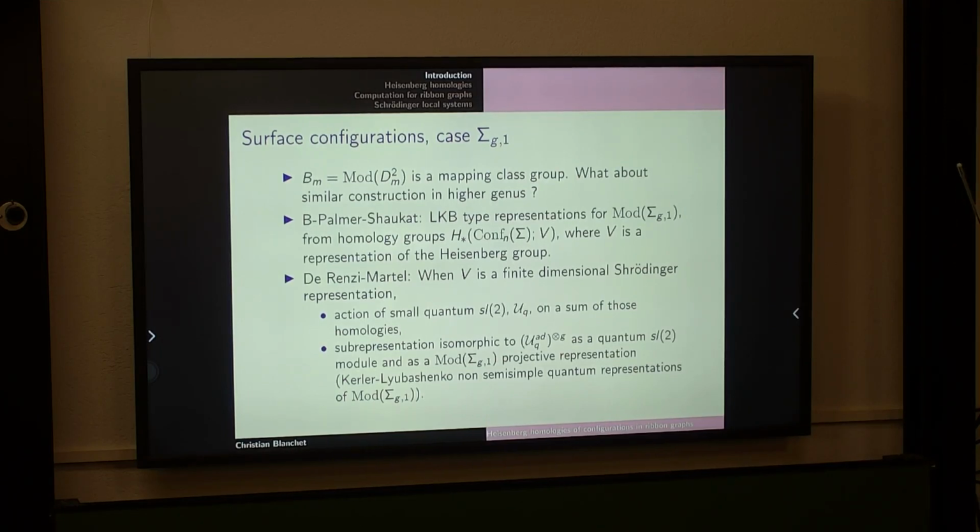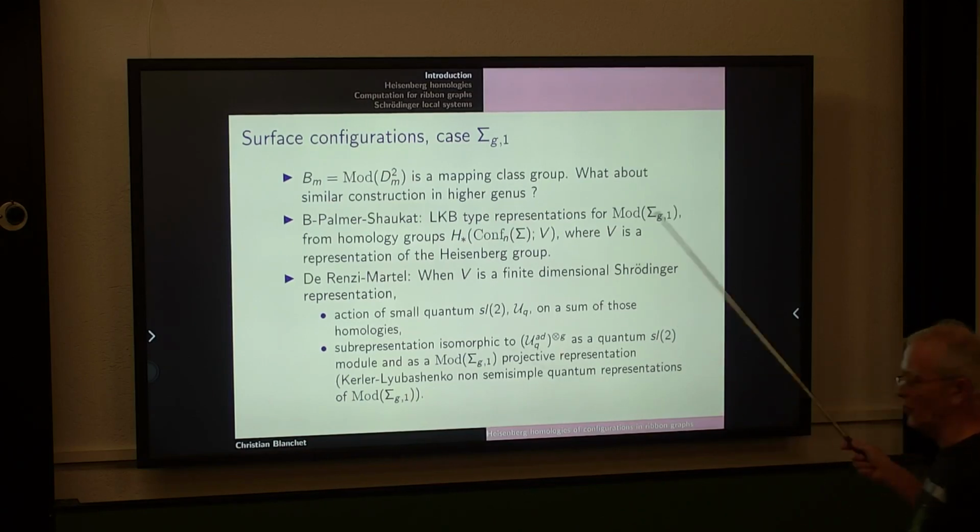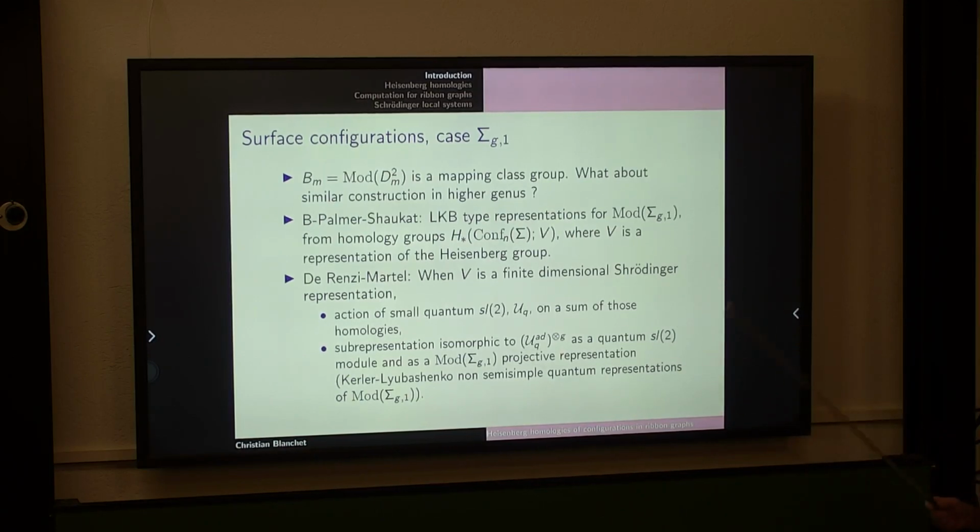Questions so far? Sorry, a question. Is V a local system on the configuration space? Yes, V is a local system. So that will be part of my explanation, that any representation of the Heisenberg group gives you a local system of the configuration spaces. It will come very soon. Thank you.